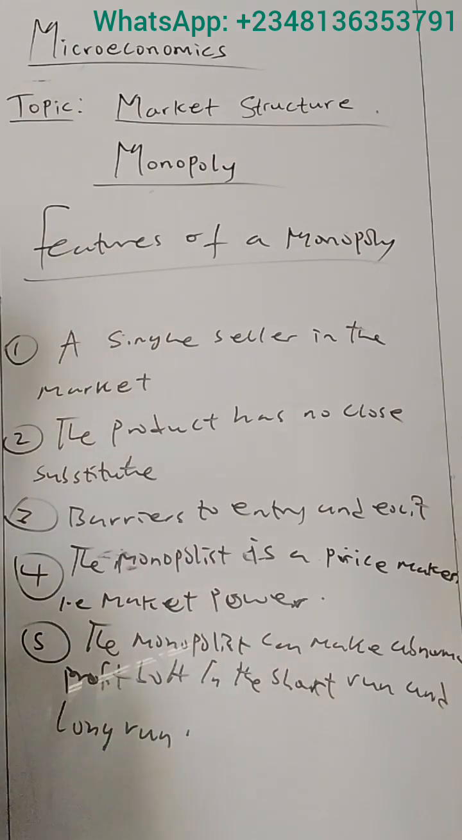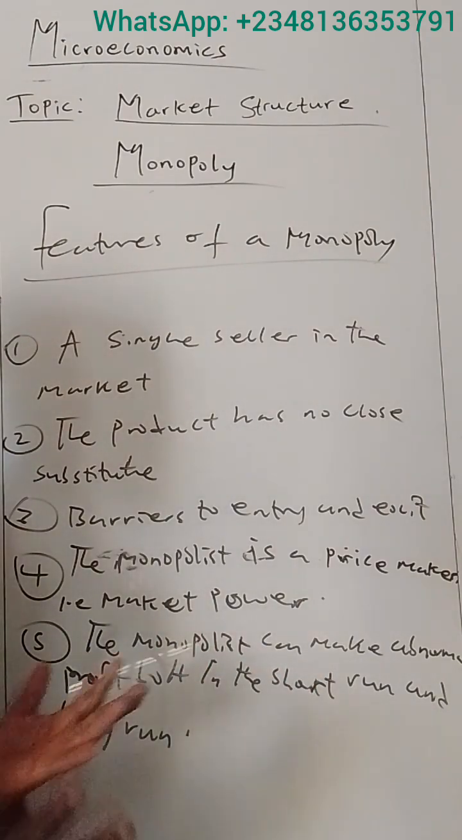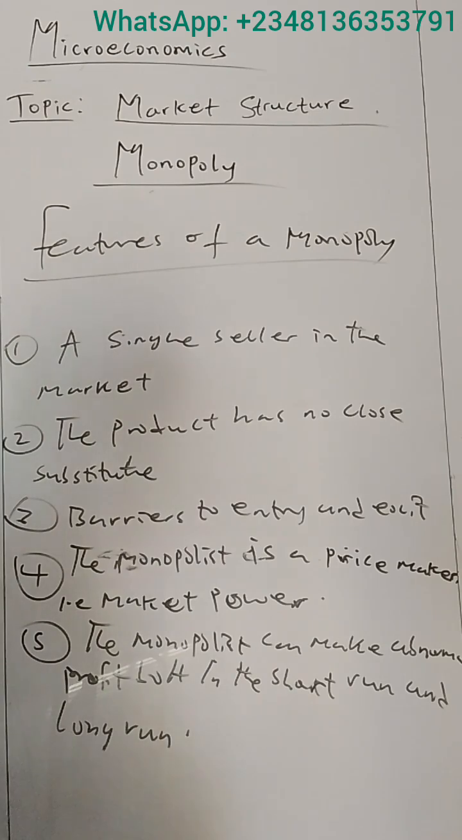There are other features, such as no perfect information about the market price. There is no perfect information about the market price in a monopoly. Another feature is no perfect mobility of labor, and there is preferential treatment in a monopoly. So all these are features of monopolies.